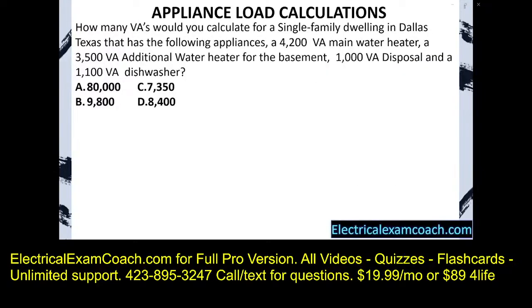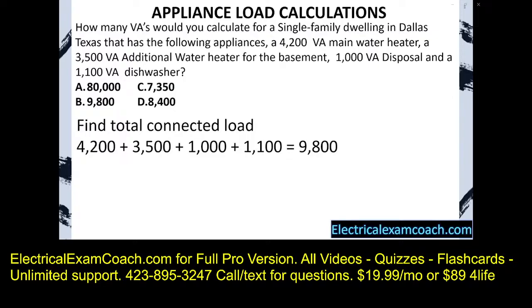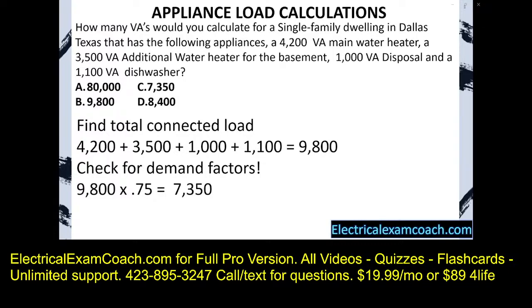How many VAs would you calculate for a single family dwelling in Dallas, Texas that has the following appliances: a 4,200 VA main water heater, a 3,500 VA additional water heater for the basement, a 1,000 VA disposal, and an 1,100 VA dishwasher? First, we're going to find our total connected load. We take and total it up, and it equals 9,800. Now, we check for demand factors. Sure enough, we have 4 or more fixed appliances, so we can apply the 75% rule. We take 9,800 multiplied by 0.75. That gives us a new reduced load of 7,350 VAs.